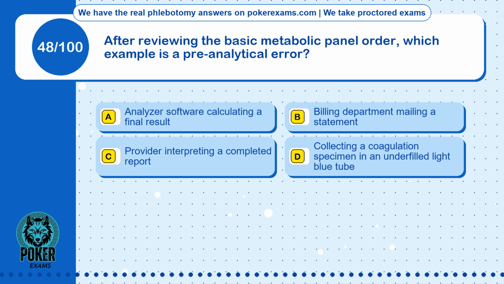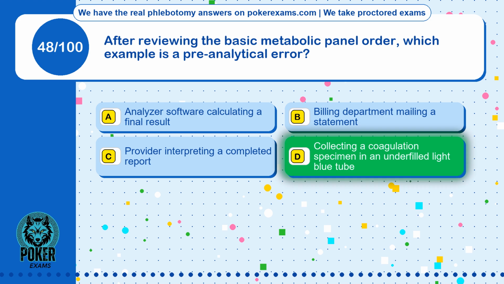Question 48. After reviewing the basic metabolic panel order, which example is a pre-analytical error? Option A, analyzer software calculating a final result. Option B, billing department mailing a statement. Option C, provider interpreting a completed report. Option D, collecting a coagulation specimen in an underfilled light blue tube.